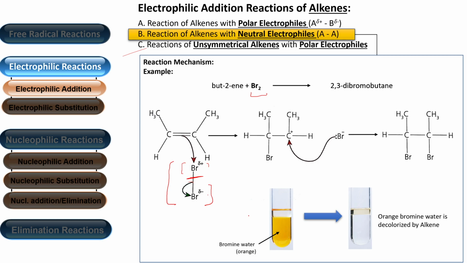If you have a compound which is a suspected alkene, to test it you add bromine water, which is an orange color. If there is an alkene, bromine will react with the alkene and convert it into an alkane, and the bromine water will become decolorized.